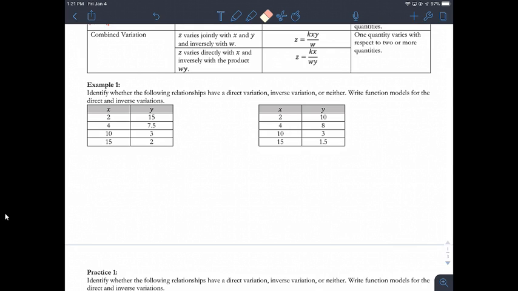So let's look at example number 1. We want to identify whether the following relationships have a direct variation, inverse variation, or neither. We're going to write function models for the direct and inverse variations.